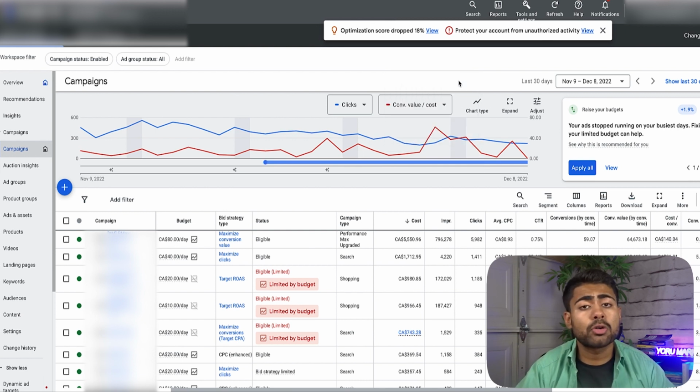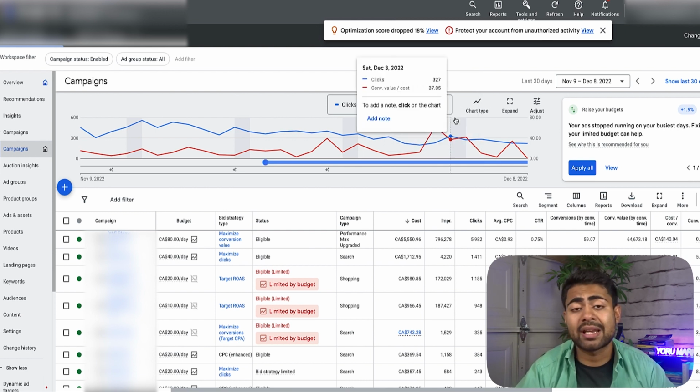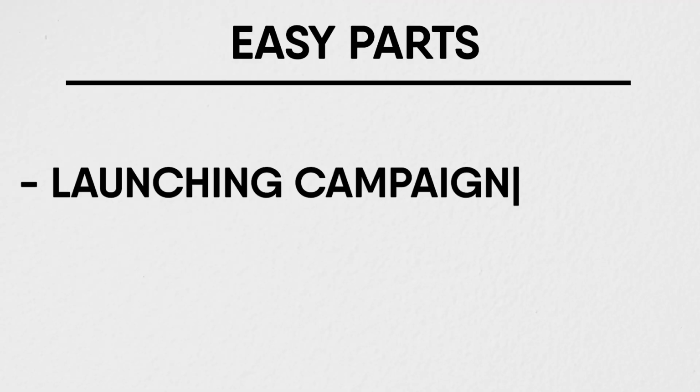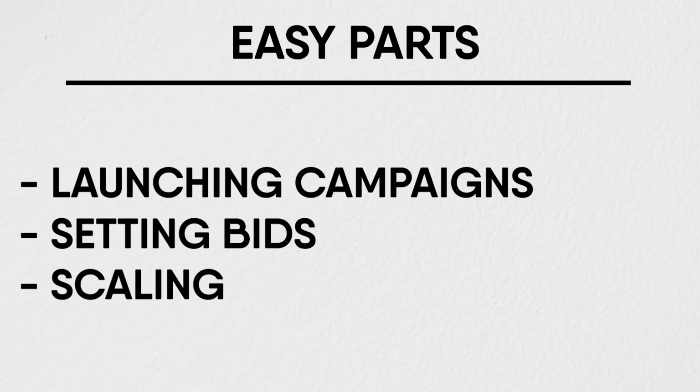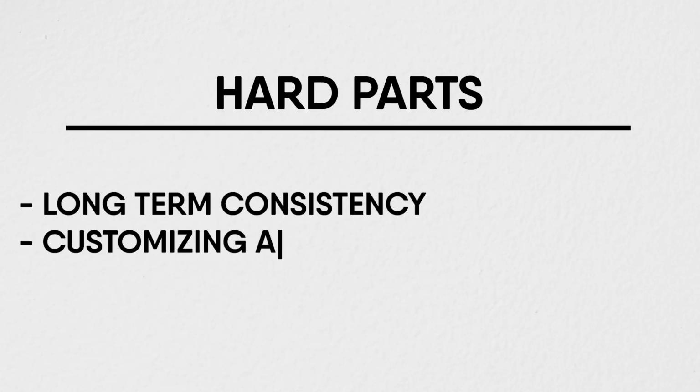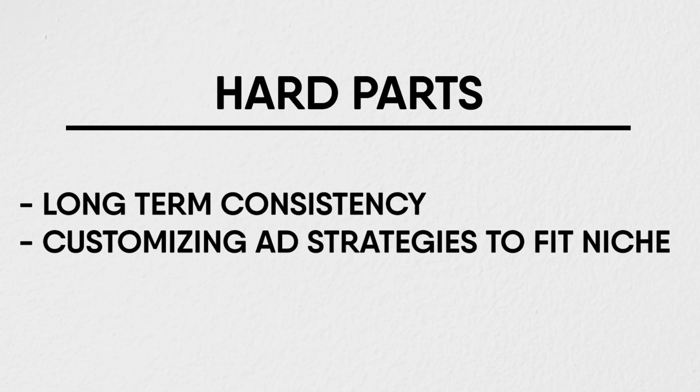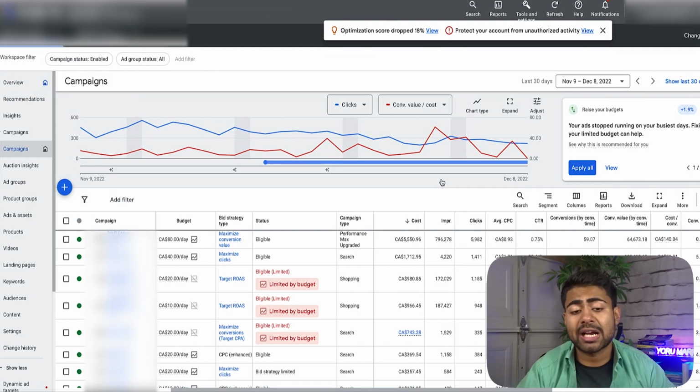What most people who run e-commerce brands with Google Ads don't understand is that the easy part is launching the campaign. The easy part is setting a bid. It's easy to even scale it, but what's really hard is getting that growth coming in long term through these external factors. And believe me, there are a lot of external factors that work together to make your Google Ads campaign successful and profitable.